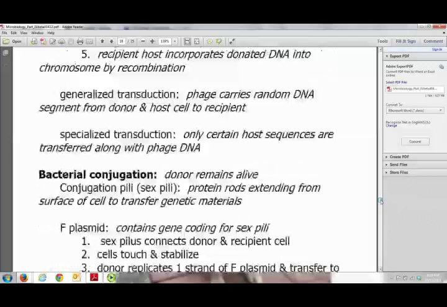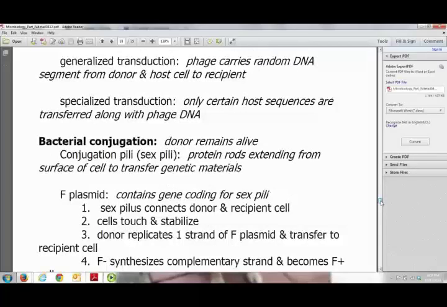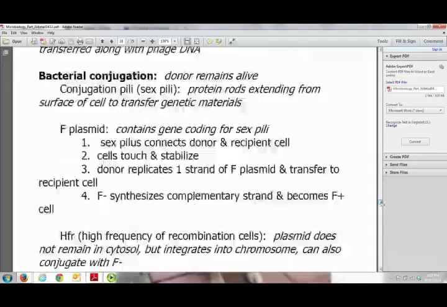So in generalized transduction, the phage is going to carry random DNA segments from the donor host cell to its new recipient. With specialized transduction, only certain host sequences are transferred along with the phage DNA. So another way that bacteria can swap some genes is bacterial conjugation. Here the donor remains alive.